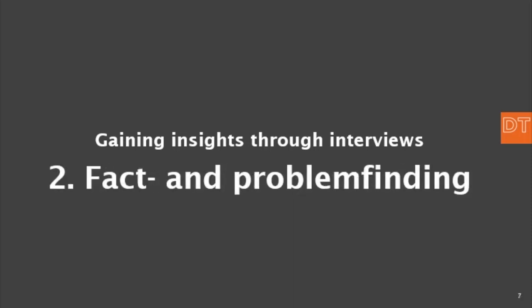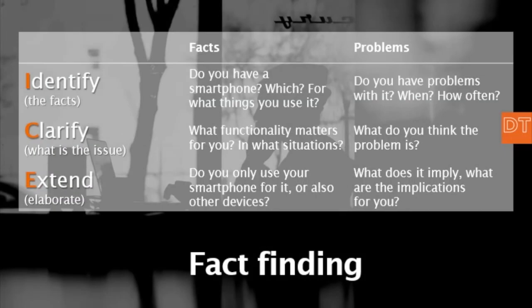Then the real interview starts, and we're going to start with the first stage, which is fact and problem finding. And now I'm going to use the ICE approach. Let's imagine that you want to do an interview on apps that are used on a smartphone and the kind of problems people have with them. You're going to start with the facts, identifying what kind of apps people have and use on the smartphone. So you're going to start quite open with, do you have a smartphone? Do you have apps on it? Which apps are on your smartphone? For what kind of things do you use it?